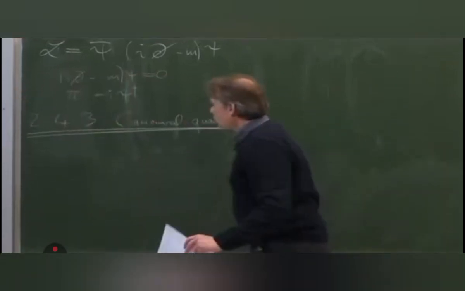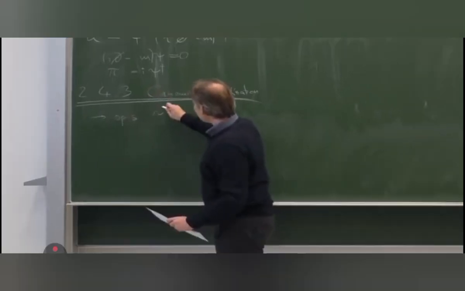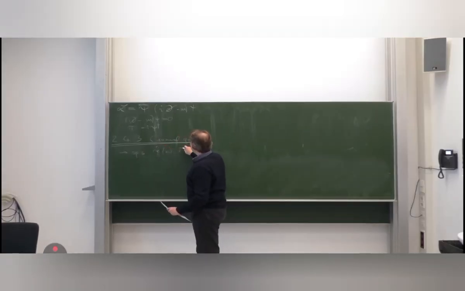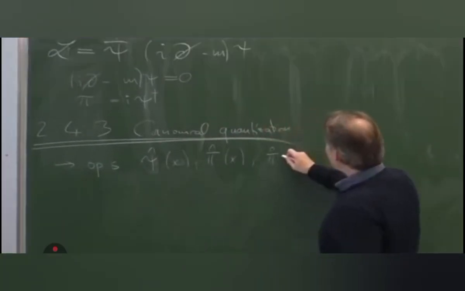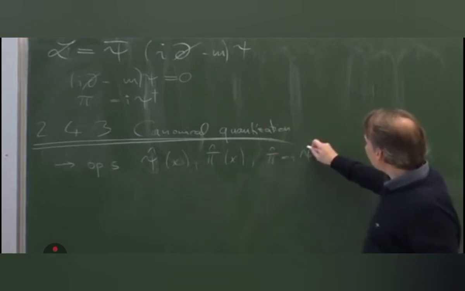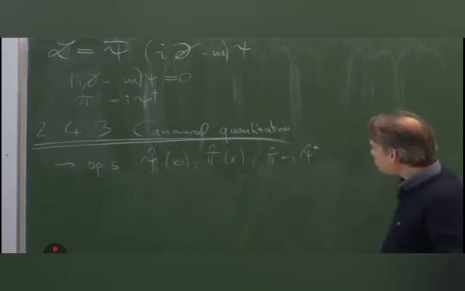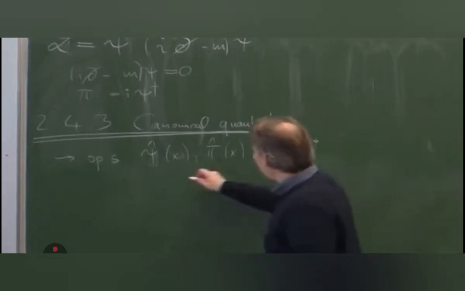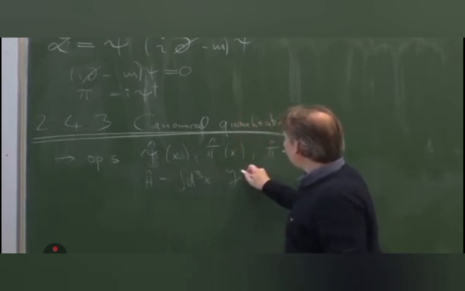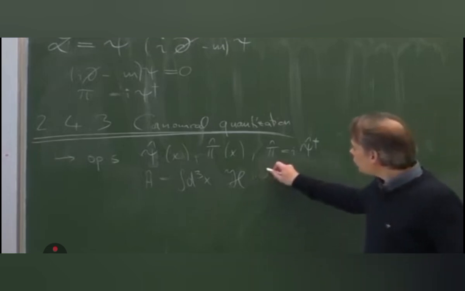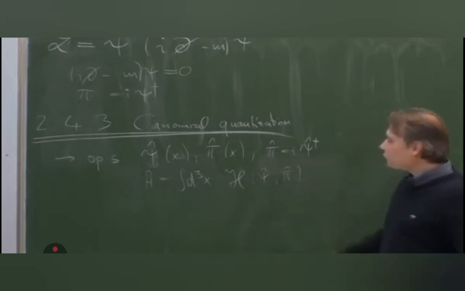So let's begin by writing down the appropriate relationships. What we need are operators psi hat of x, pi hat of x, where pi hat is equal to i times psi dagger, using the constraint, and the Hamiltonian H hat is given by the d3x integral of the Hamiltonian density, which is obtained by Legendre transformation, where we plug in the operator fields and momenta.